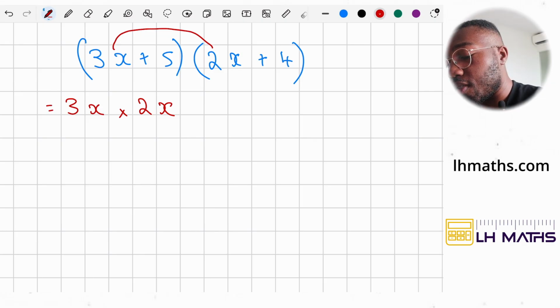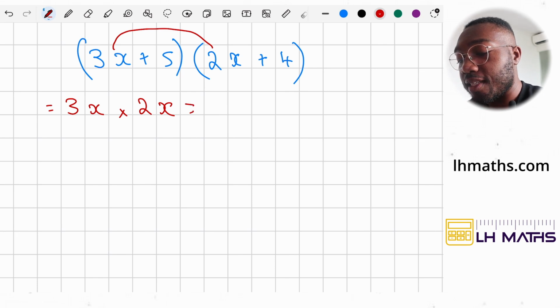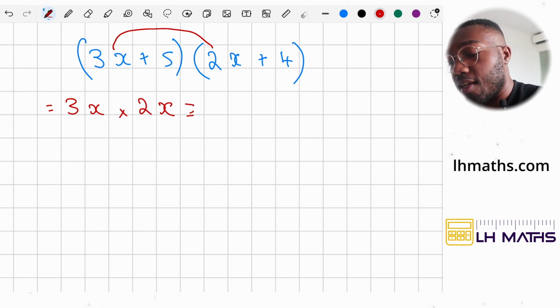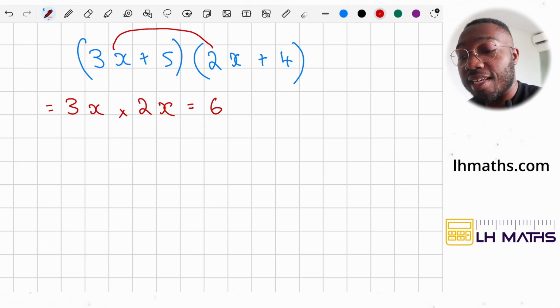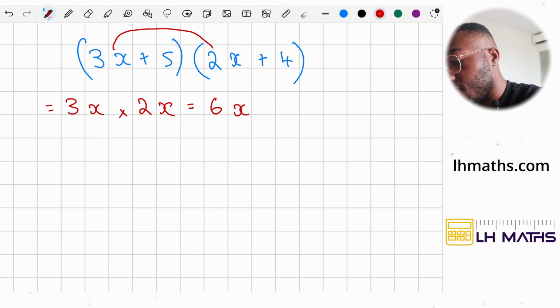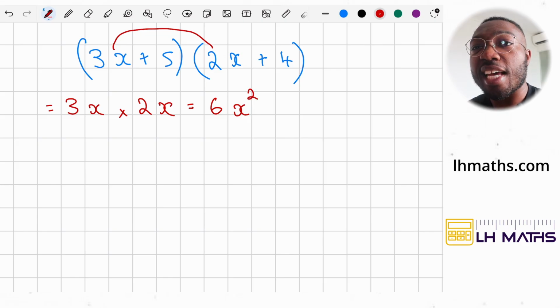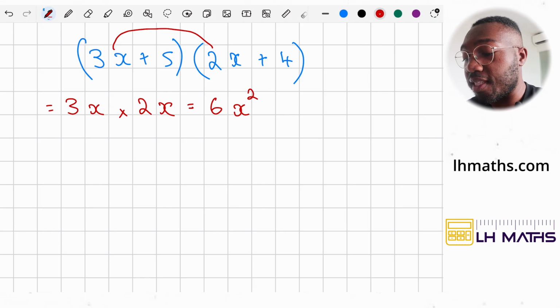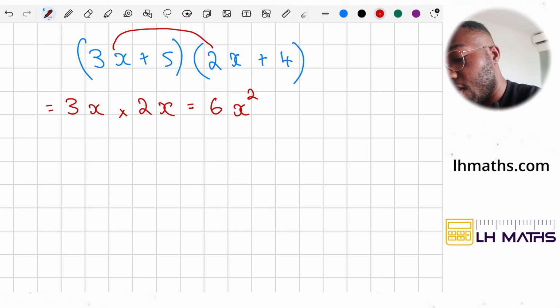So in this instance, if we have 3x times 2x, then we would just do 6, because 3 times 2 is 6, and x times x is x squared, so it would just give us 6x squared, okay? That's it. That's the only difference. So we can write 6x squared here.